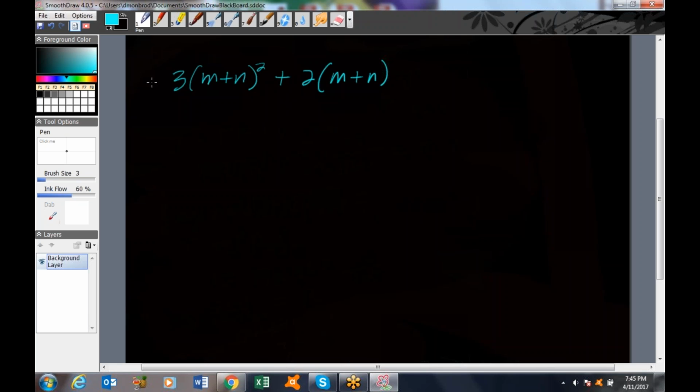Today we're going to factor a couple expressions. This one, we're focused on the GCF method here, greatest common factor.